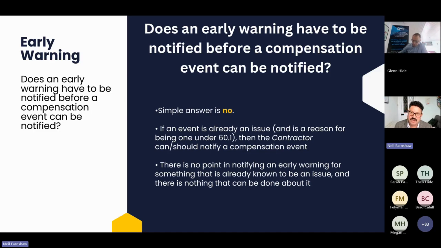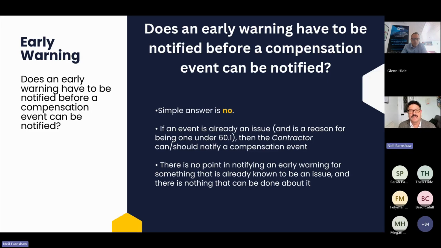So no, we don't have to have an early warning notified before we can have a compensation event. But if we haven't notified early warnings, the risk for the contractor is that the assessment of a compensation event is reduced, that you don't recover all the costs and all the time through the compensation event, on the basis that the absence of an early warning meant that things turned out worse than they could have done had there been an early warning.